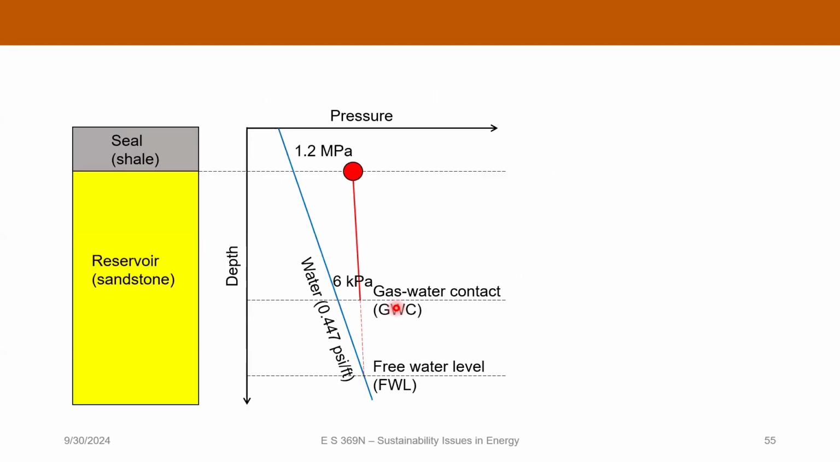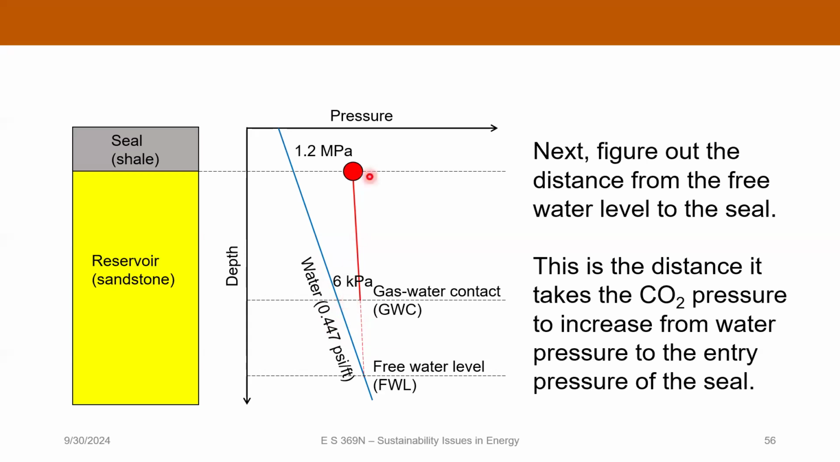Okay, let's insert those numbers onto our diagram here. Again, this pressure difference cannot be larger than 1.2 megapascals, and this pressure difference down here cannot be smaller than 6 kilopascals.